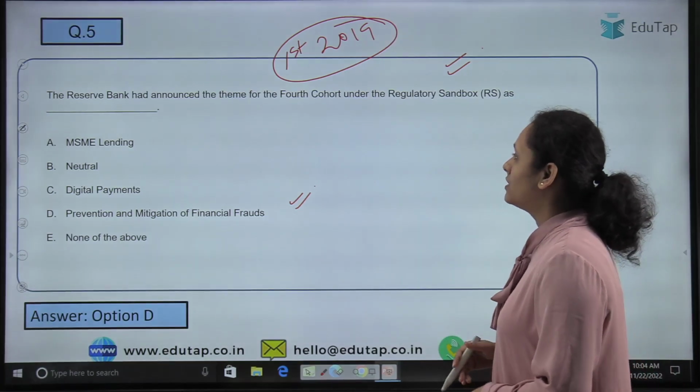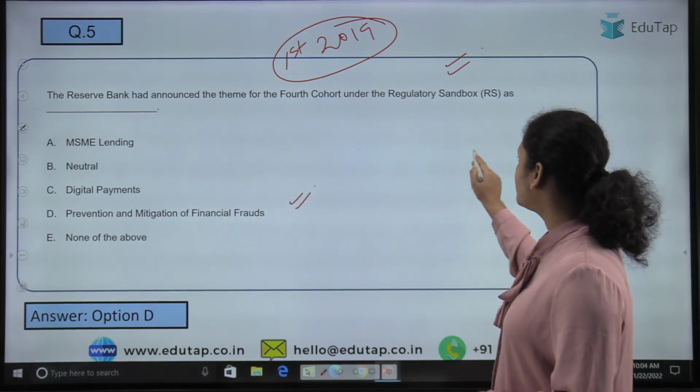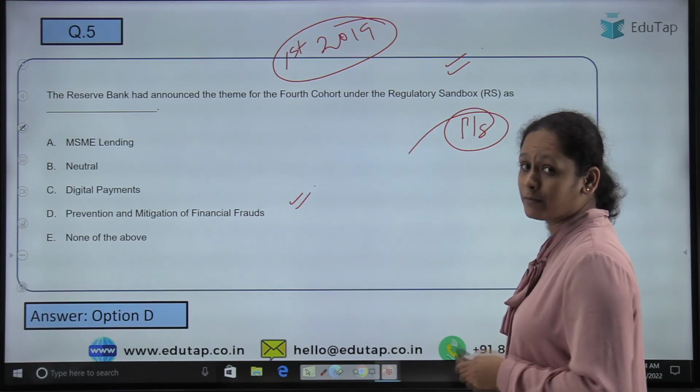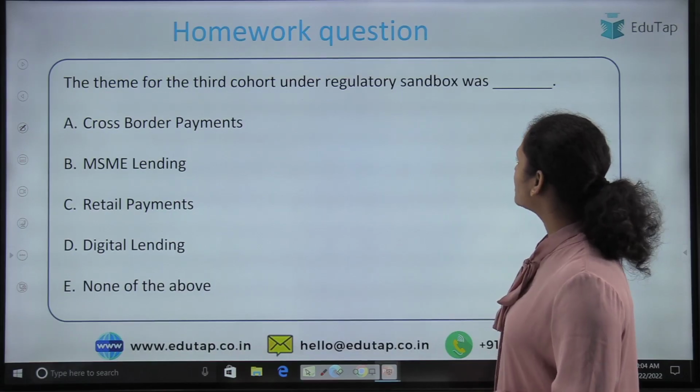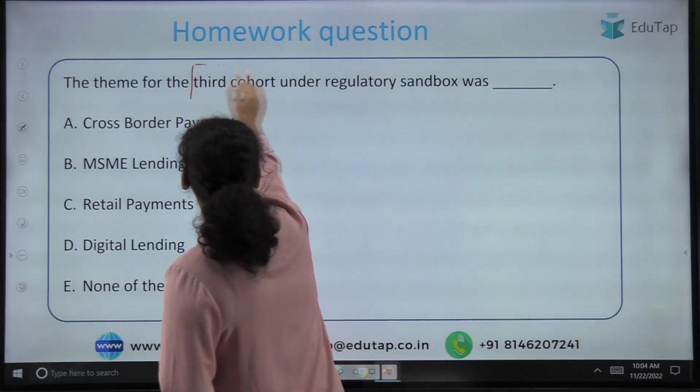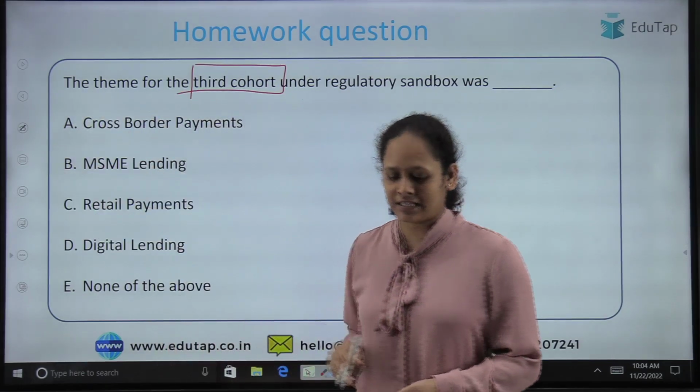ठीक है? I hope you understood what is the theme. So please remember the themes of all the cohorts properly. ठीक है? And this is the homework question which asks you again the theme of third cohort under regulatory sandbox.